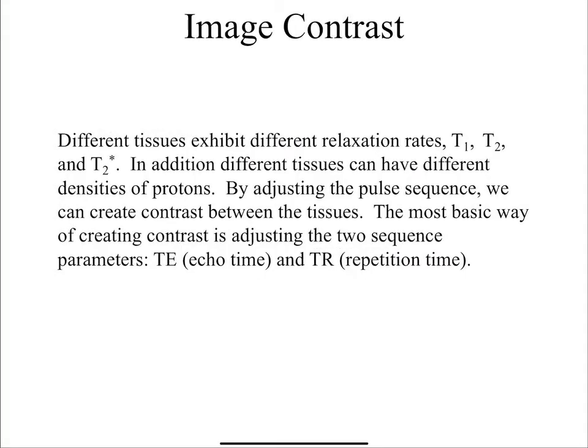Okay, so now for the last part of the lecture, we're going to talk about how do we actually use these properties to adjust our image contrast so we can get images that look the way we want them to look, that enhance different features of the object we're looking at. And so for today, we're really going to just talk about two basic parameters. There's the echo time, and there's the repetition time, called TE and TR. Okay, so these are two of the fundamental parameters in any MRI exam that you need to adjust.